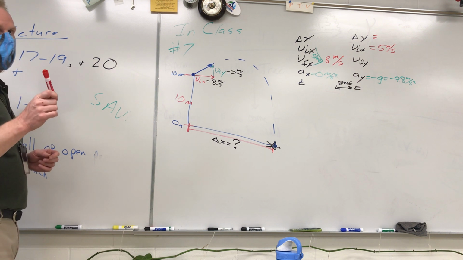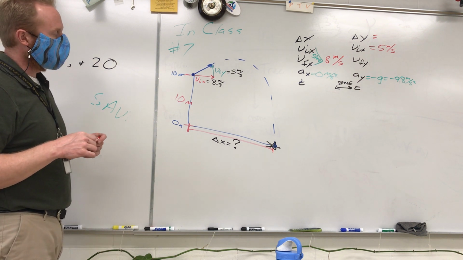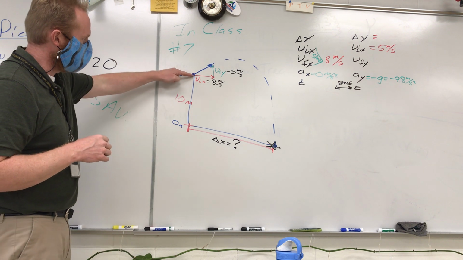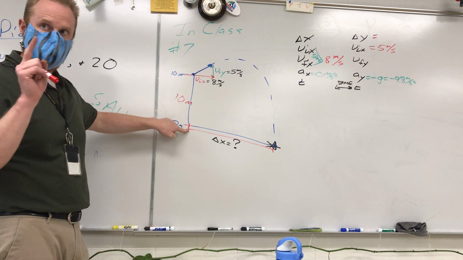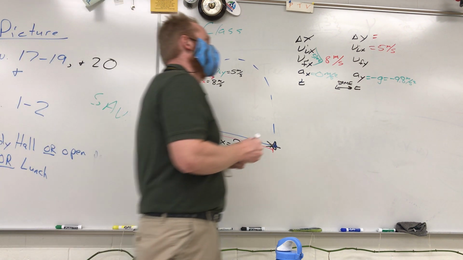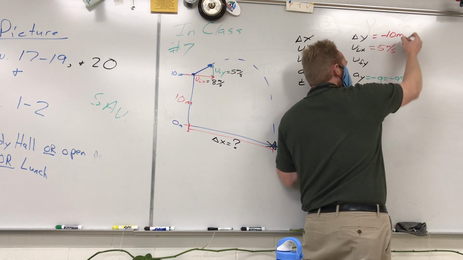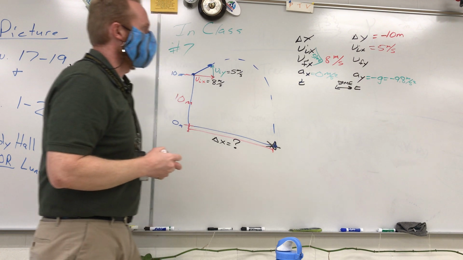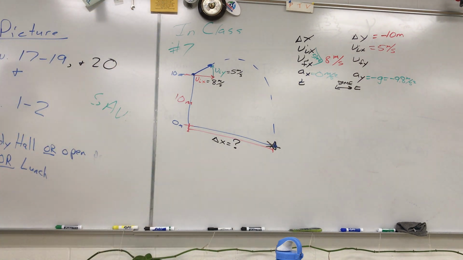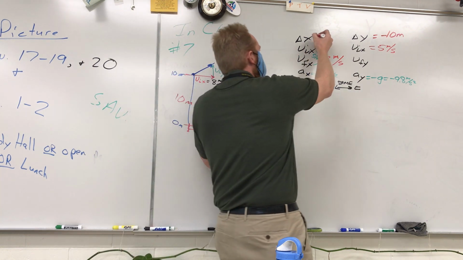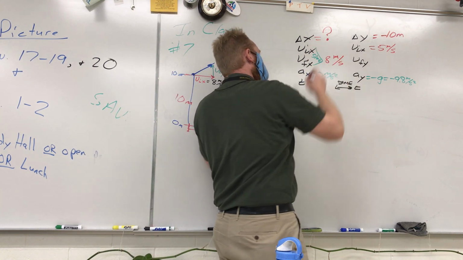We do know how far the ball moved in the y direction. It started here, and it went here. The ball went 10 meters. Remember, we need a direction associated with it, and it went down, so negative 10 meters. And we are ultimately solving for delta x.